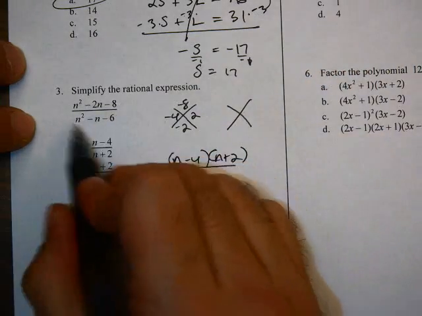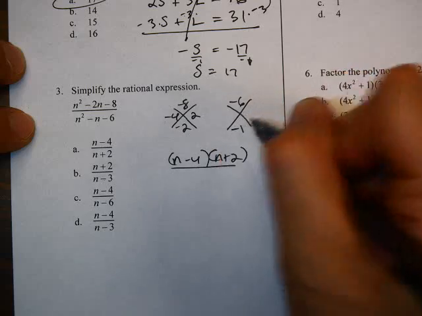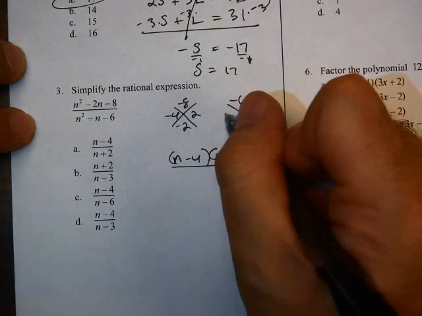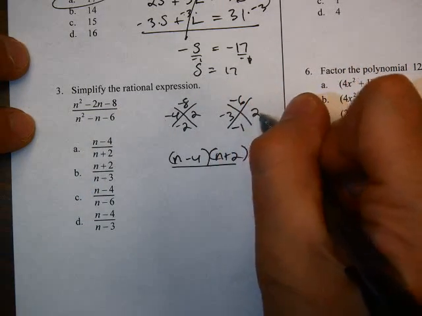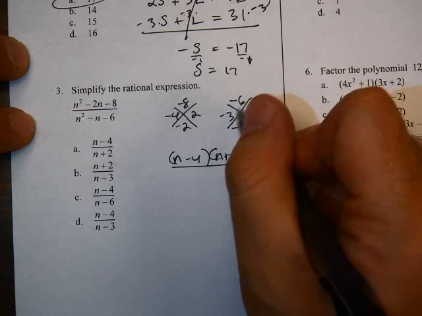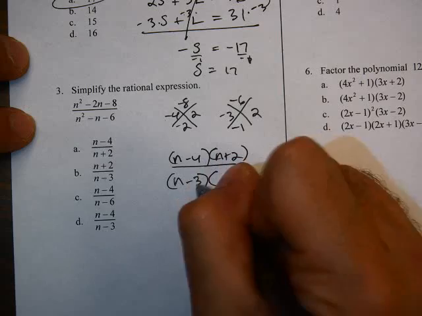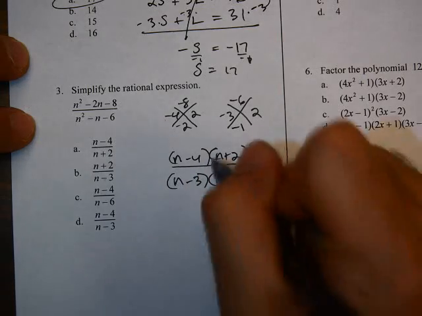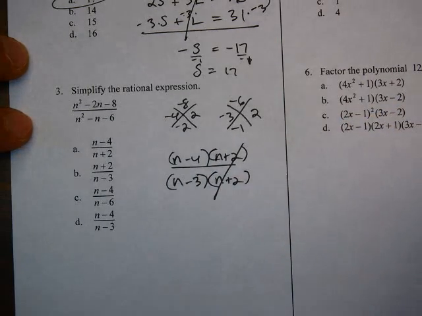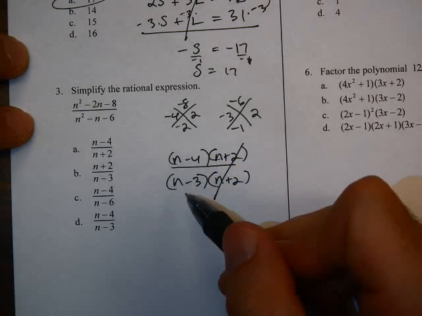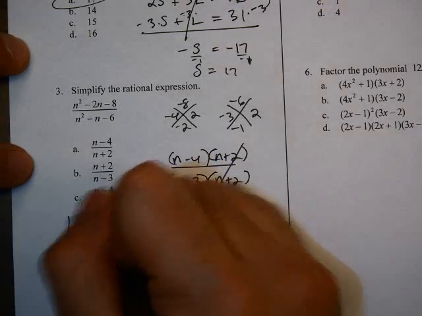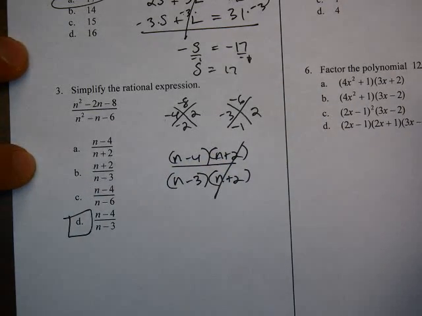Then I factor the denominator, negative 6, negative 1. And then negative 3 times positive 2 works there. Multiply and it gives you that. Add gives you that. Again, right into this, n minus 3, n plus 2. The n plus 2's cancel. I'm left with n minus 4 over n minus 3, which is choice D.